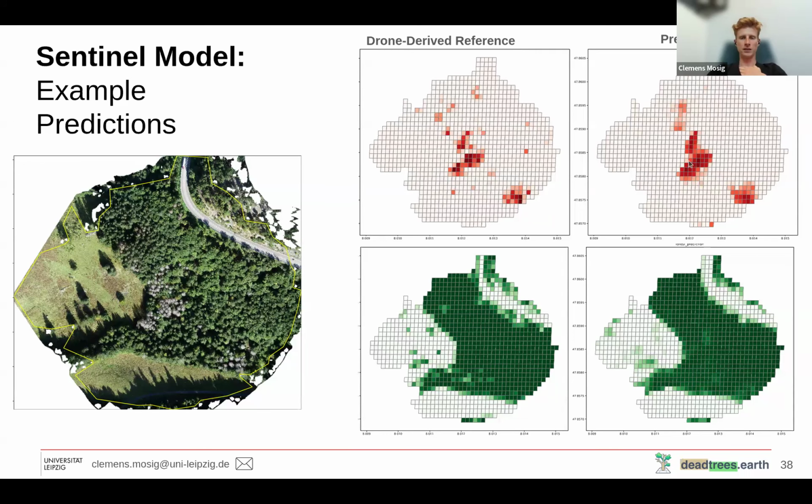It's identifying these deadwood mortality sites and also figures out where there's forest, and even figures out there are some 3 or 4 trees in the open.